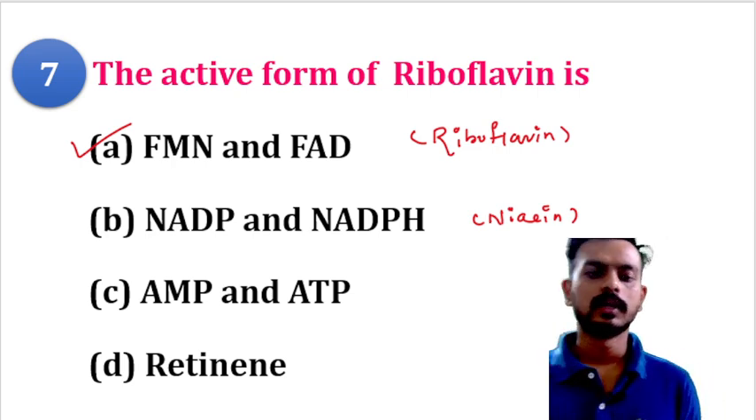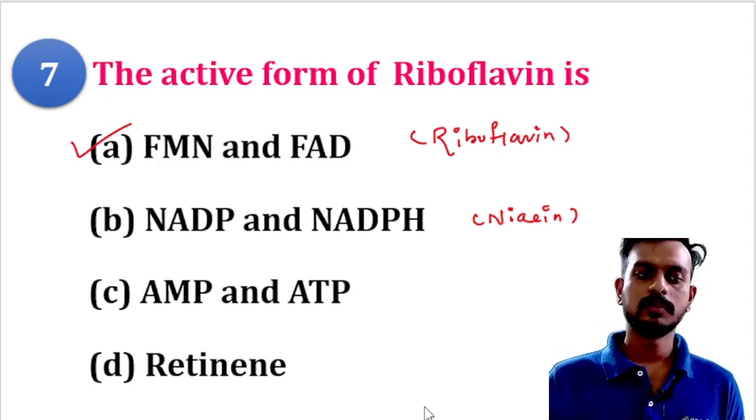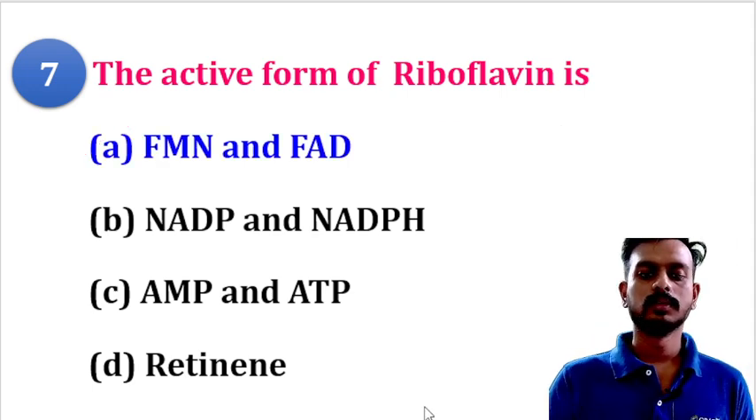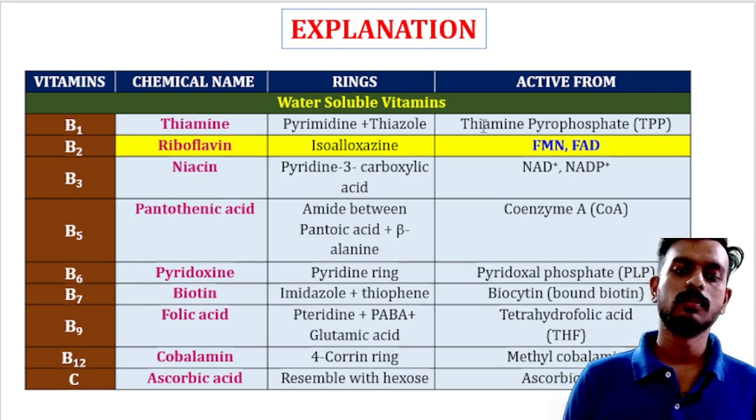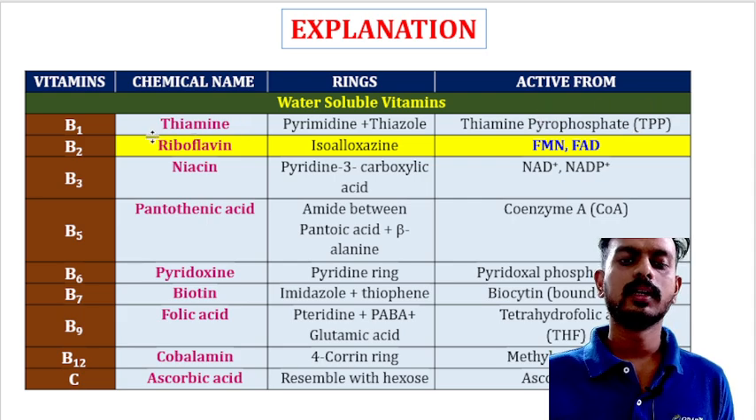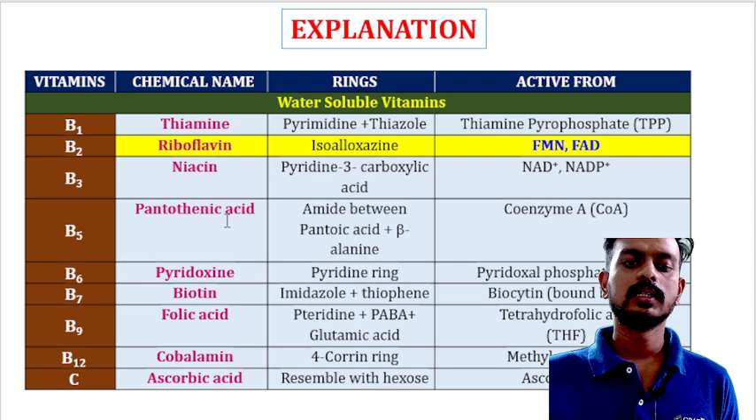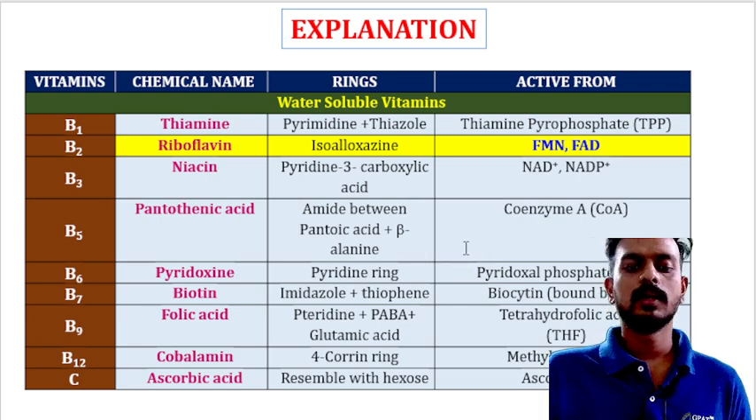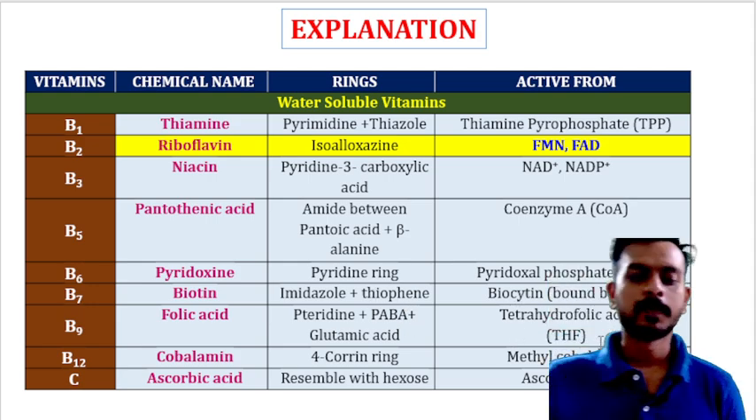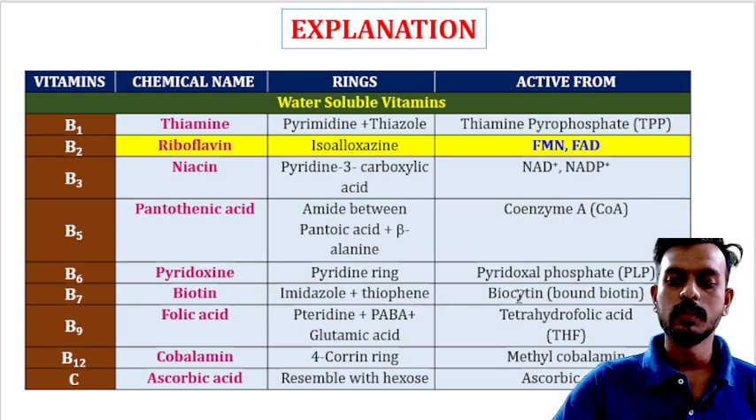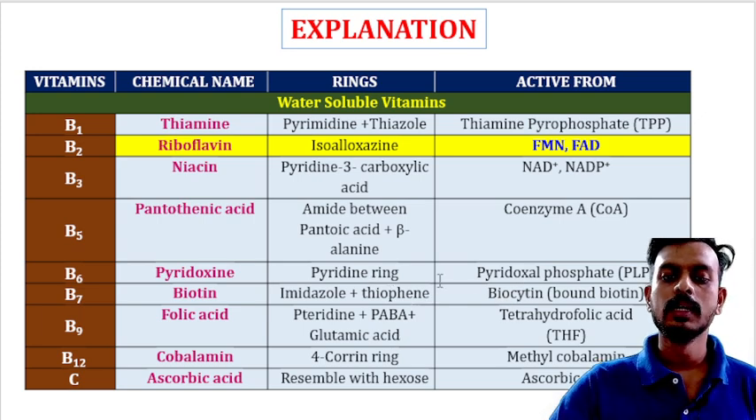Okay, so moving to the next question. This table tells about the active forms. Thiamine, the active form is thiamine pyrophosphate. Riboflavin, the active forms are FMN and FAD. Niacin, the active forms are NAD plus and NADP. Pantothenic acid, the active form is coenzyme A. Pyridoxine, the active form is pyridoxal phosphate. Cobalamin, the active form is methylcobalamin. Folic acid, the active form is tetrahydrofolic acid. Biotin, the active form is biocytin. Ascorbic acid is itself an active form.